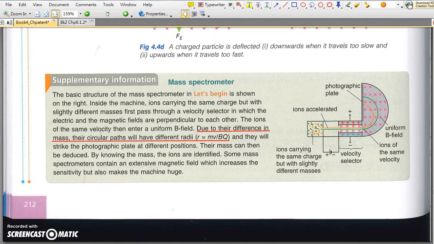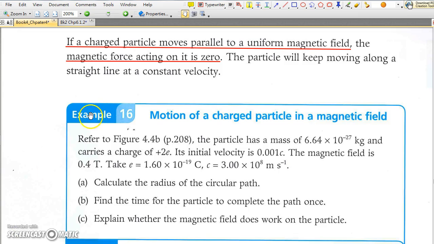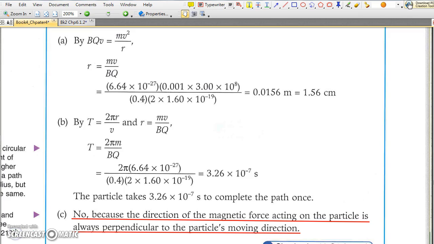A spectrometer mentioned on page 207, Let's Begin section, makes use of this principle to separate charges of different velocities. In example 16, you have to apply the above result to calculate the radius of circular path and then calculate the period of the motion. And note that for part C, as the direction of magnetic force and the particle motion are perpendicular, there's no work done on the charges.